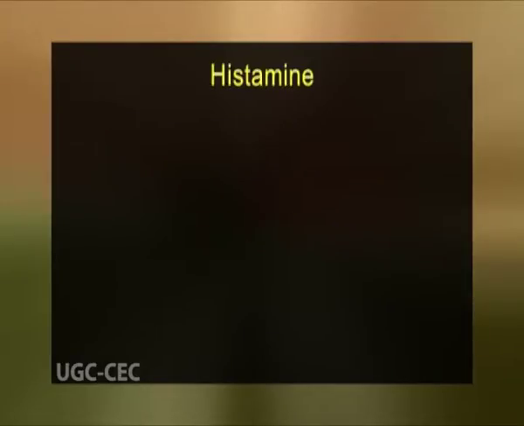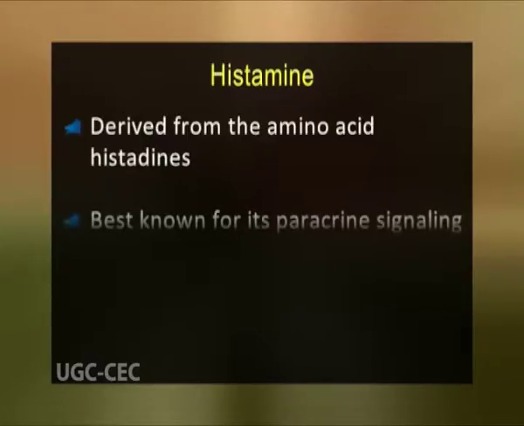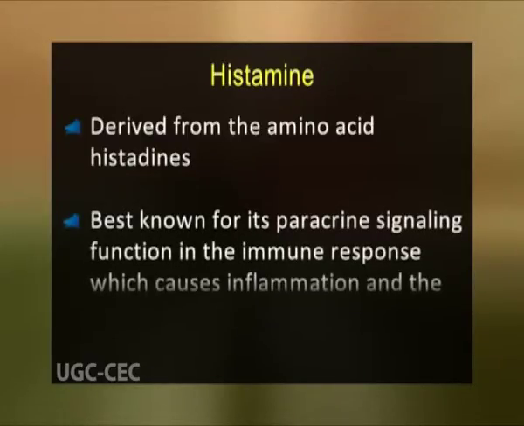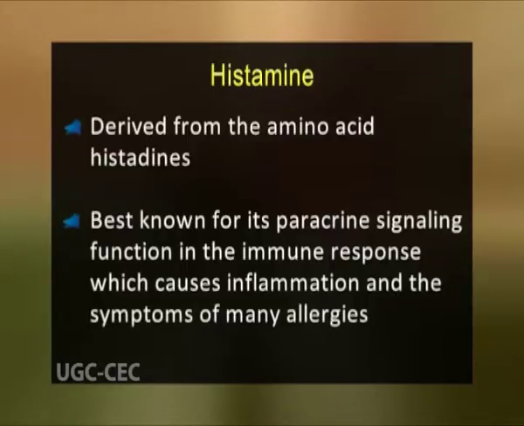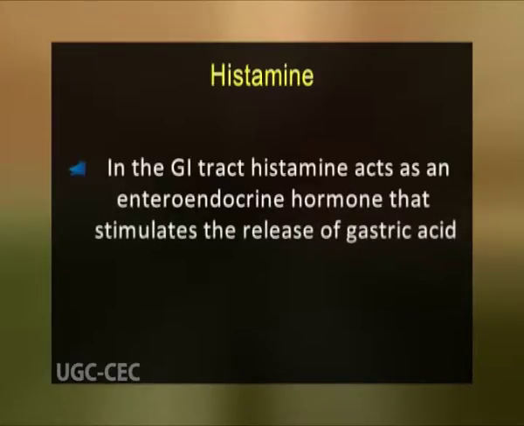Histamine. Histamine is derived from the amino acid histidine. It is best known for its paracrine signaling function in the immune response, which causes inflammation and the symptoms of many allergies. However, it also is an important signal molecule involved in the gastrointestinal signaling and as a neurotransmitter. In the GI tract, histamine acts as an enteroendocrine hormone that stimulates the release of gastric acid. As a neurotransmitter, histamine release from the hypothalamus increases wakefulness and prevents sleep.